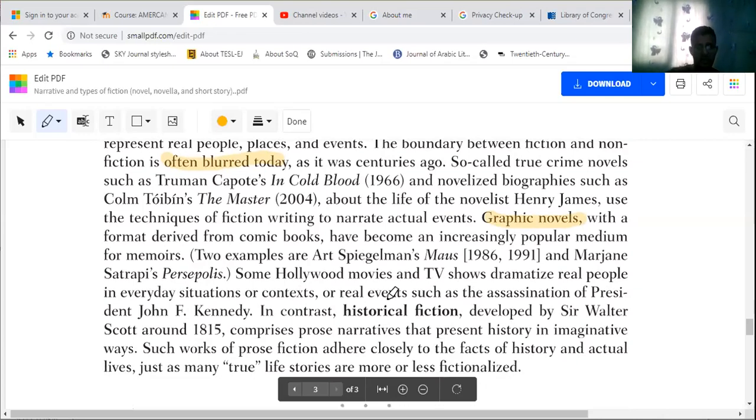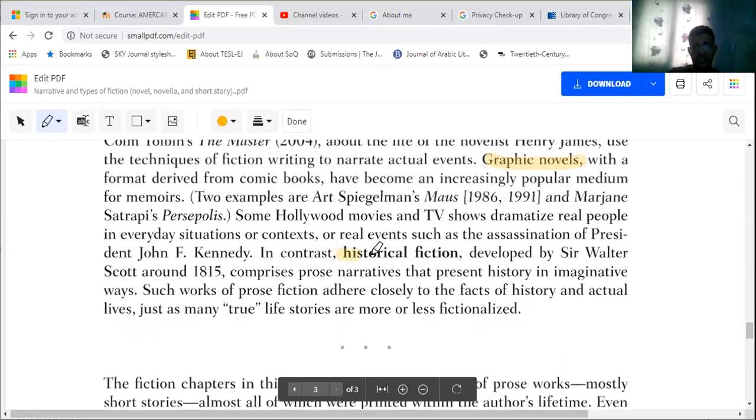of President John Kennedy. In contrast, historical fiction, developed by Sir Walter Scott around 1815, comprises prose narratives that represent history in an imaginative way. Such works of prose fiction adhere closely to the facts of history and actual lives, as many true life stories are more or less fictionalized. So what's going on here is that, generally speaking, fiction is something imaginative, nonfiction something factual or real. But sometimes this division can be blurred.